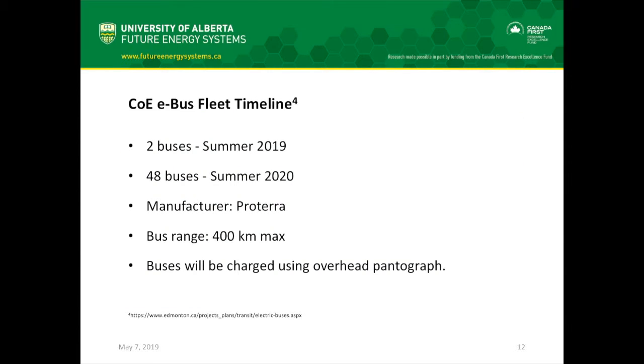So moving on, as I initially mentioned, they'll be getting 2 buses this summer 2019, and the rest of them by next 2023, and the bus range on a complete charge would be 400 kilometers, and they will be charged using an overhead pantograph.